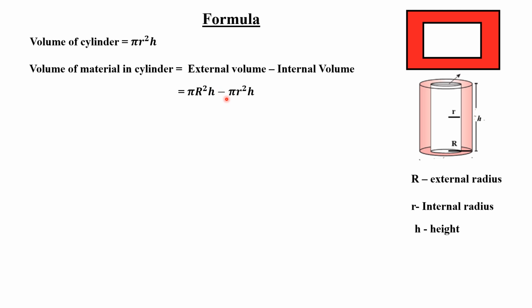Now if you see in both the cases here, something is common, right? Pi and pi is common, h and h is common. So I will take that common and then the formula will become pi times h times R square minus r square. So now this is the formula for the volume of the material in cylinder. You can use this formula directly where you have to find the volume of the material. Material can be anything. It can be metal or the volume of an iron pipe. So you can use this formula directly to calculate it. Now we will see some of the questions based on it.